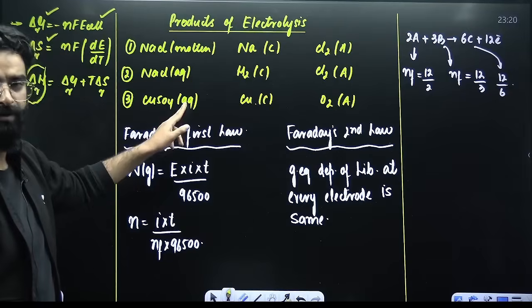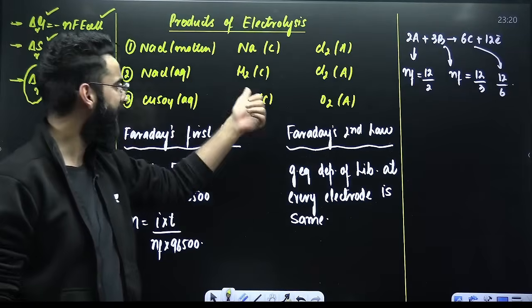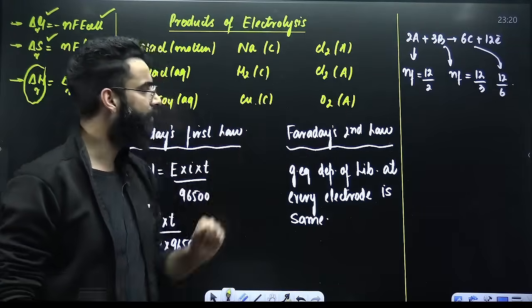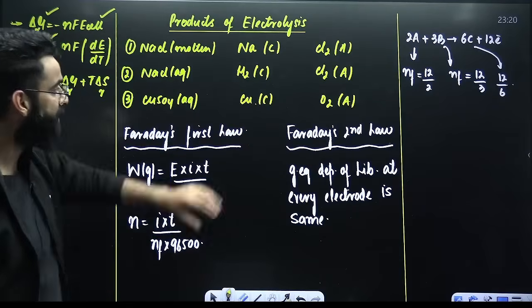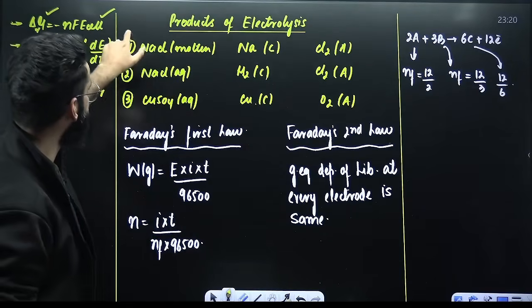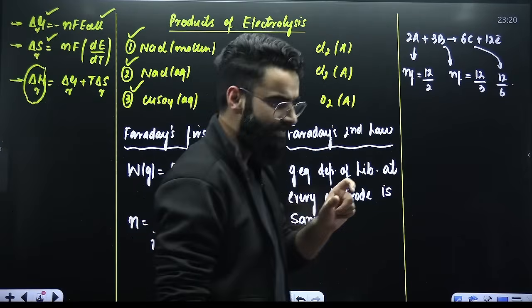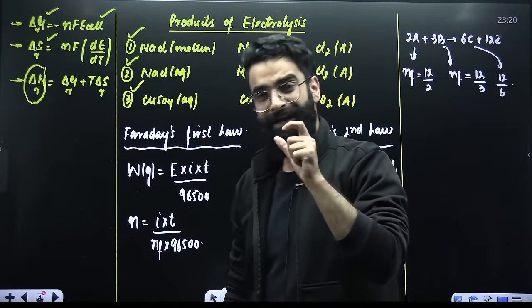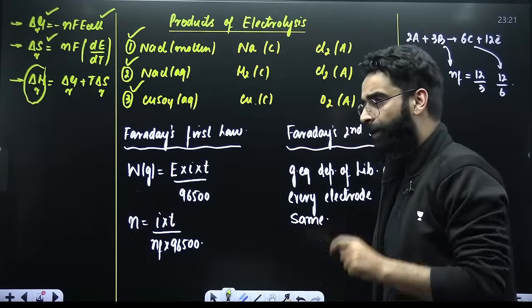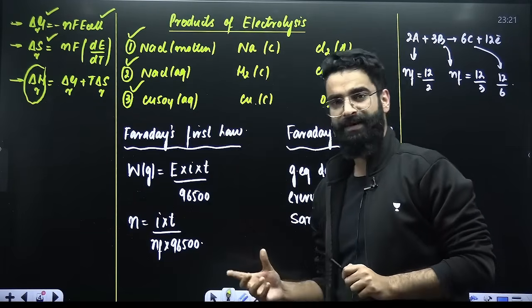Aqueous CuSO4, right? When you do its electrolysis, at the cathode copper gets deposited, at the anode O2 gets liberated, right? And over here, during the electrolysis of all these three electrolytes, do remember the electrodes are basically inert ones, okay? Now, moving on to Faraday's first law of electrolysis.